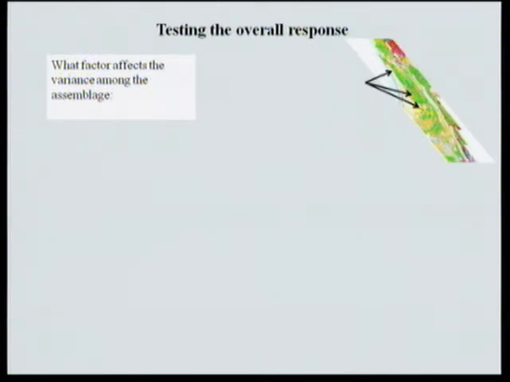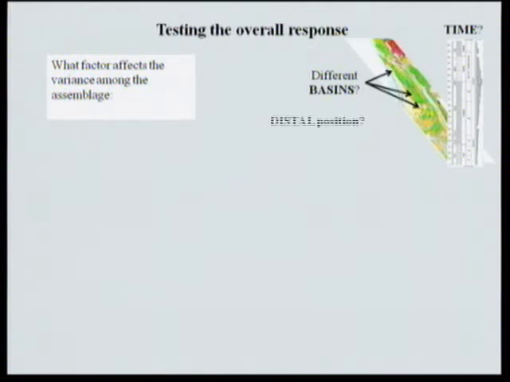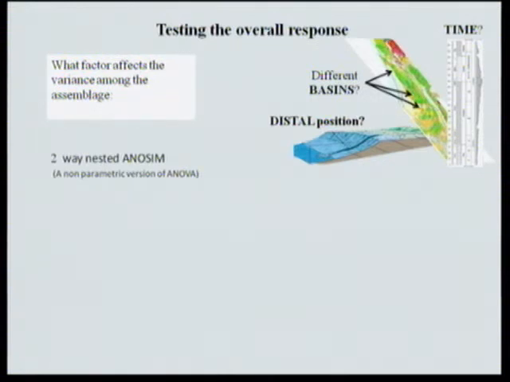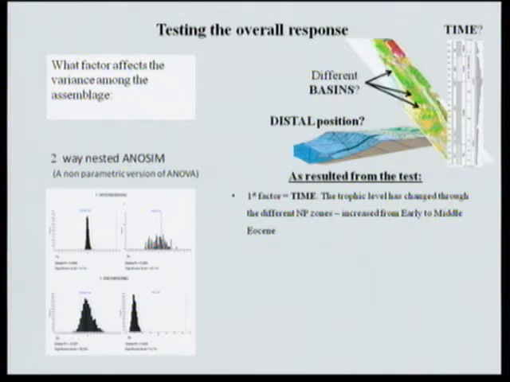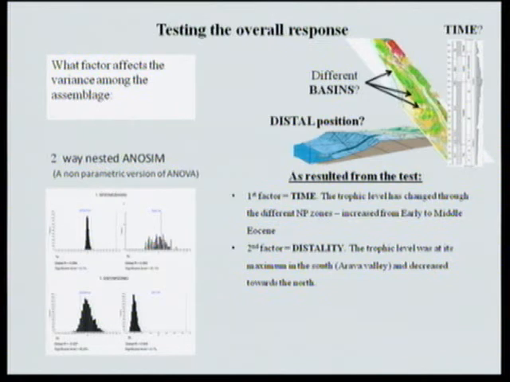Testing the overall response. What factor affects the variance among the assemblage? Was it the time? Was it the different basins at the time of the Eocene? Or was it the distal position? And what I did is a two-way nested ANOSIM. ANOSIM is a non-parametric version of ANOVA. And the answer is, the first factor was the time. Only the trophic, mesotrophic conditions change with time in the Eocene. The second was the distality, if you were close to the Arava or away from the Arava.